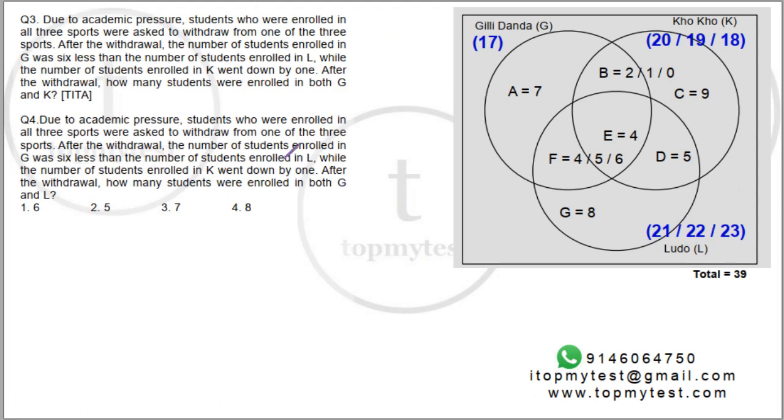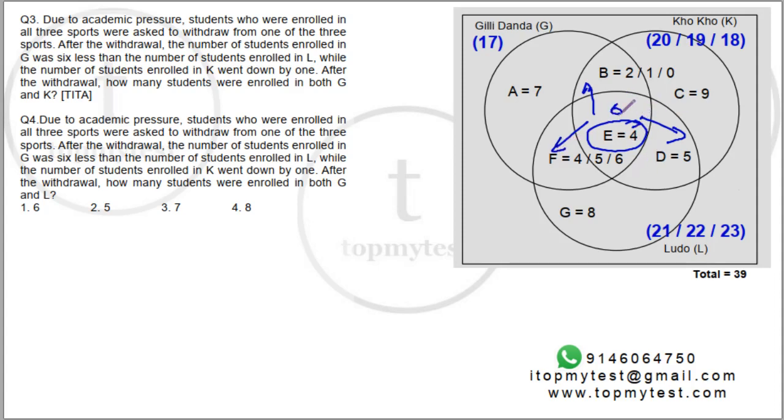Now, the remaining two questions have the same initial information. So let's look at the initial information. Due to academic pressure, students who are enrolled in all 3 sports were asked to withdraw from one of the 3 sports. They can either leave Ludo, in which case they will go to B. They can leave Gilli Danda, in which case they will go to D. Or they can leave Kho-Kho, in which case they can go to F.